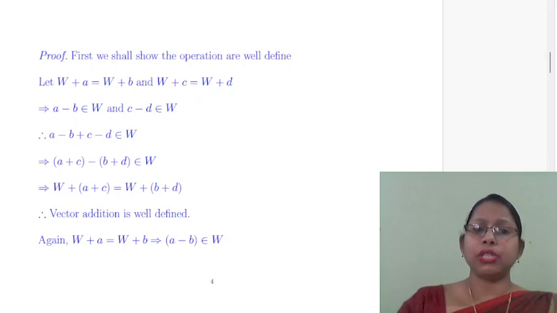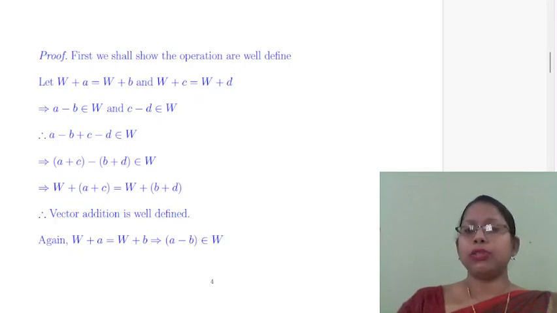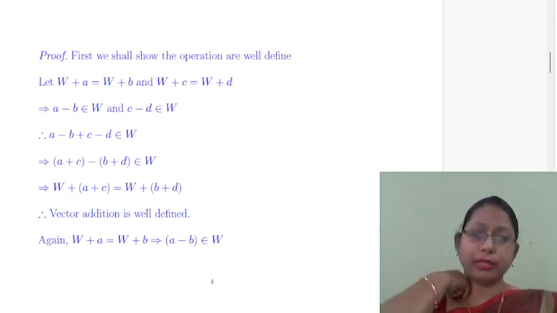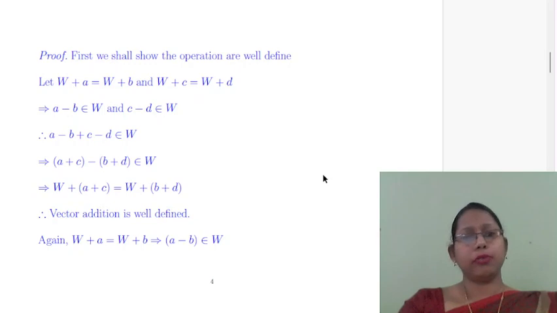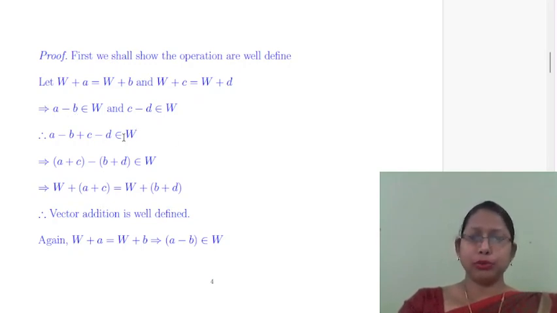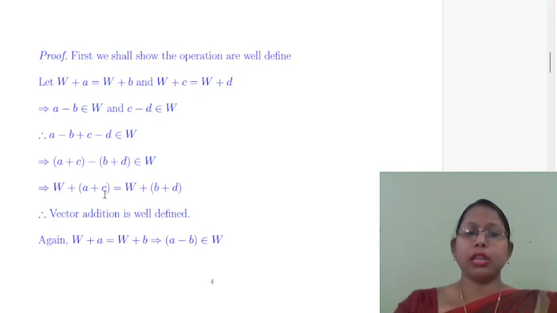We will get W + A = W + B implies A - B belongs to W, and W + C = W + D implies C - D belongs to W. As W is closed under vector addition, therefore (A - B) + (C - D) belongs to W. Rearranging the terms, you will get (A + C) - (B + D) belongs to W. By using the property of quotient, we will get W + (A + C) = W + (B + D), which shows that vector addition is well defined.